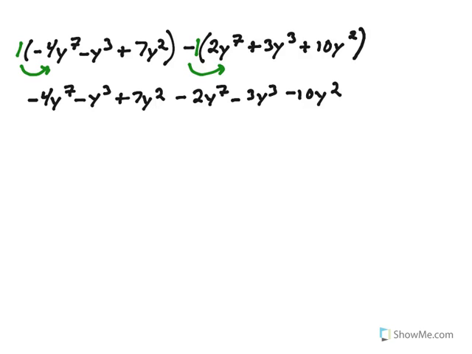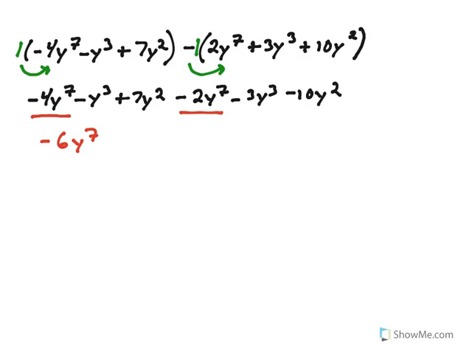So we can start with the highest exponent. I'm going to start with the 7s. I noticed I have minus 4y to the 7th and negative 2y to the 7th. So minus 4, minus 2 more. You just add the numbers, which would be 6. So minus 6y to the 7th.